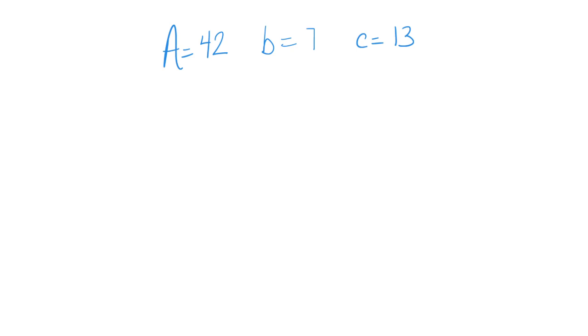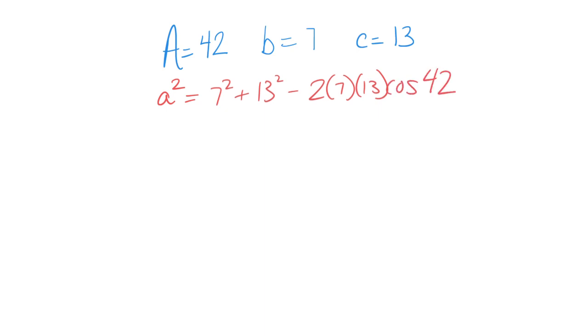I'm going to have to finish this off with a cosine A. So without even having to decide what angle or what side would be obtuse, I don't have options. I have to go with a squared is equal to 7 squared plus 13 squared minus 2 times 7 times 13 times the cosine of 42.